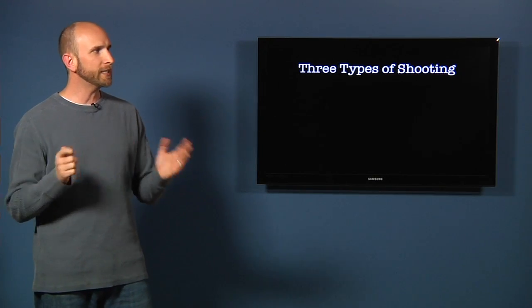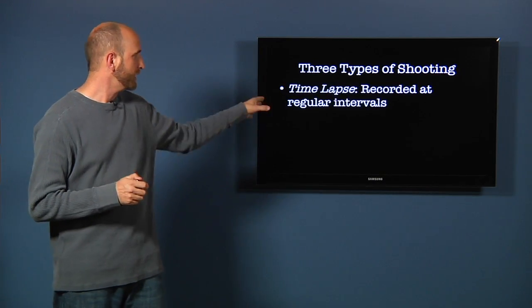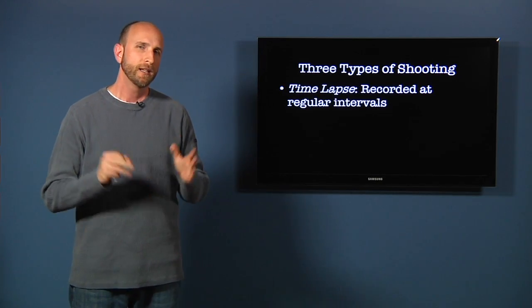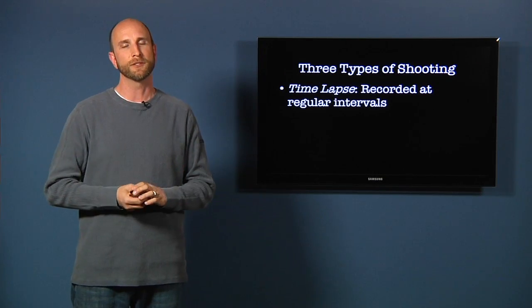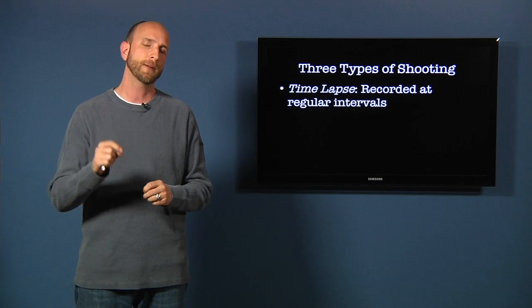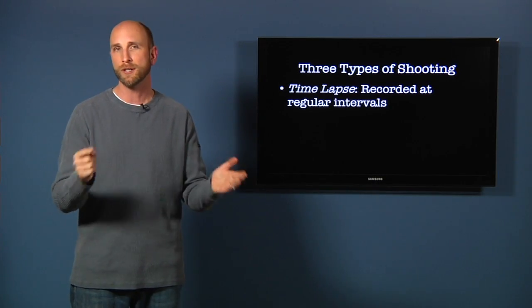Well, there are really three types of shooting that we can do, and we can break it down like this. There is time-lapse photography. These videos are when we record things at regular intervals. So we set up our camera and tell it, I want you to take a picture once every second or once every hour or day or whatever.